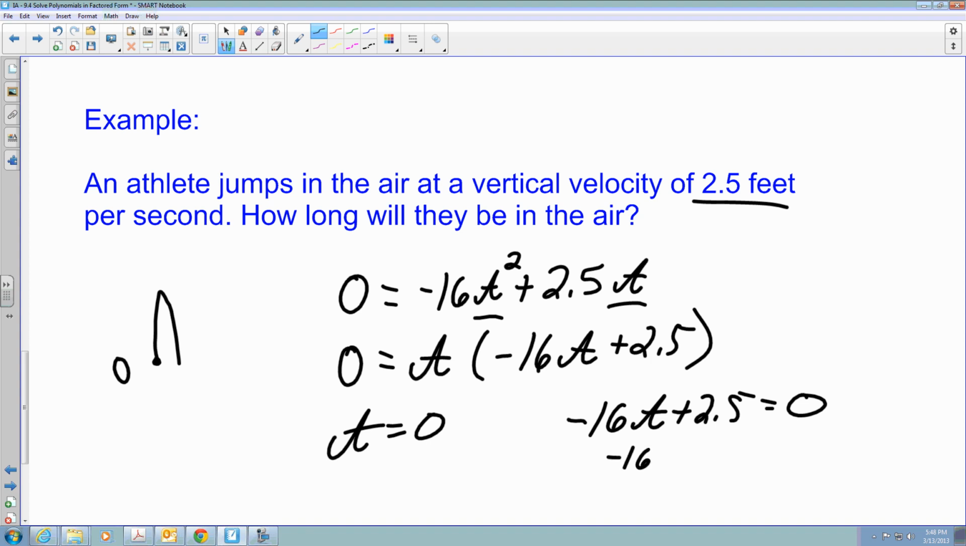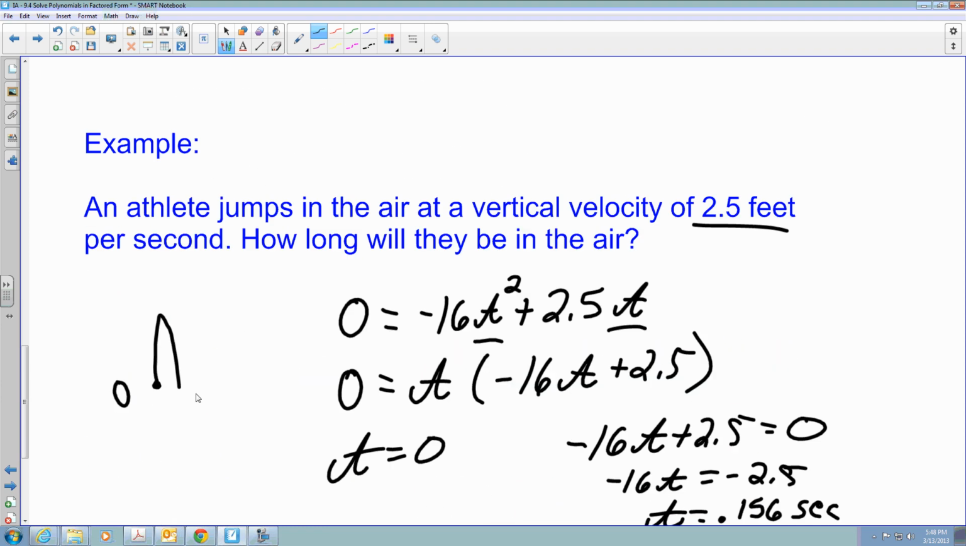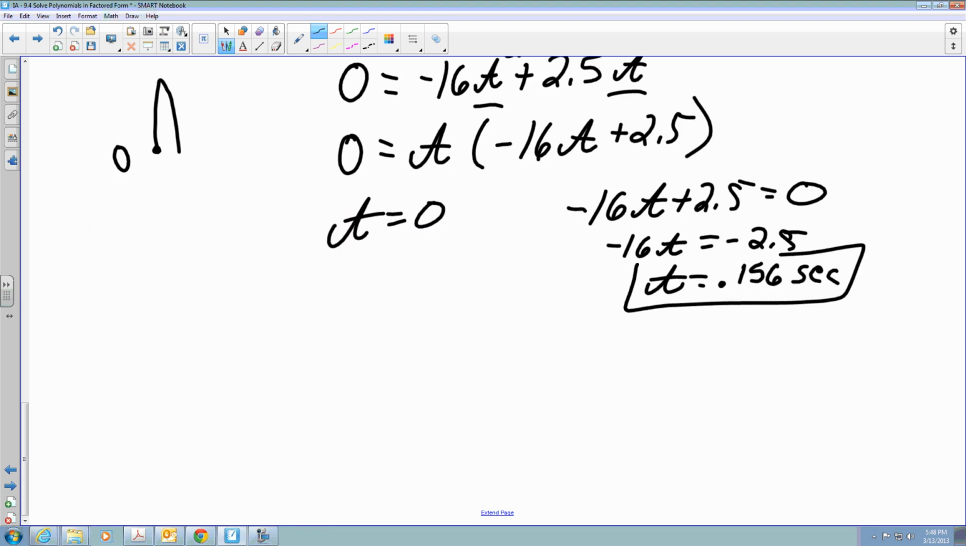So now I have negative 16t equals negative 2.5. When I divide both sides by negative 16, I get something roughly about 0.156 seconds, because t's in seconds, right? Yes, it is. So I can say that for this particular jump with that initial velocity, he was in the air for 0.156 seconds. And that is being able to solve polynomials in factored form.